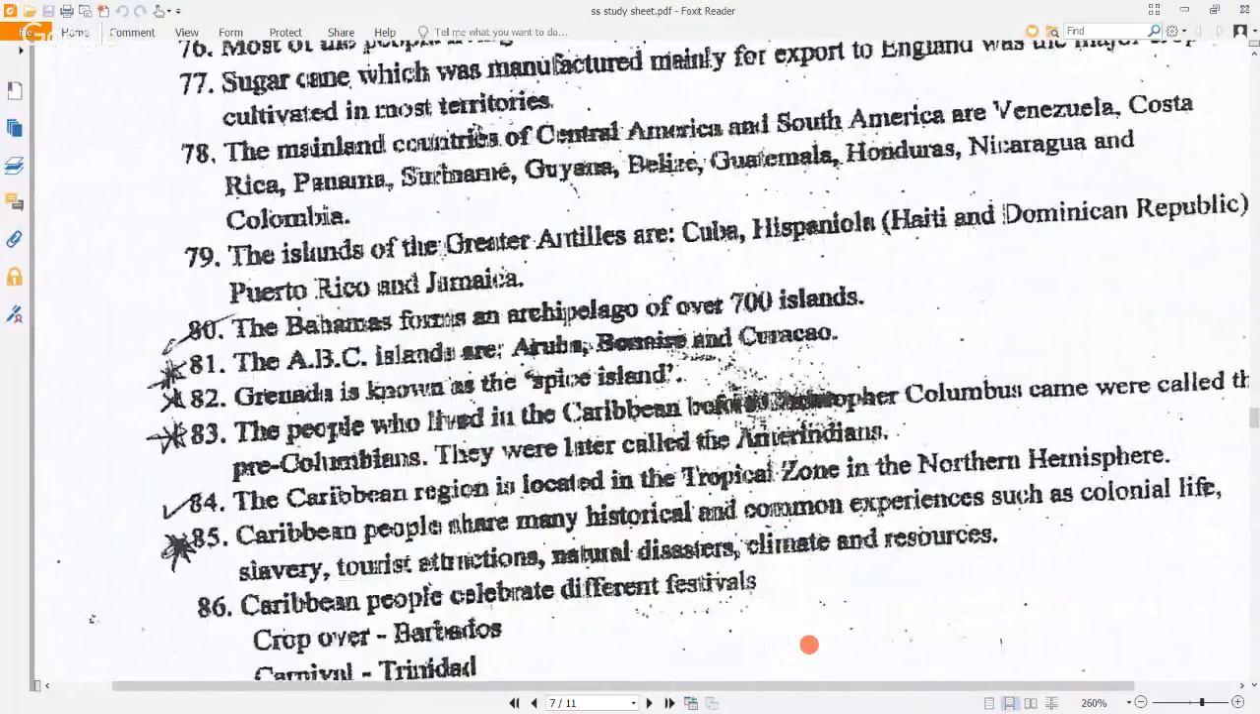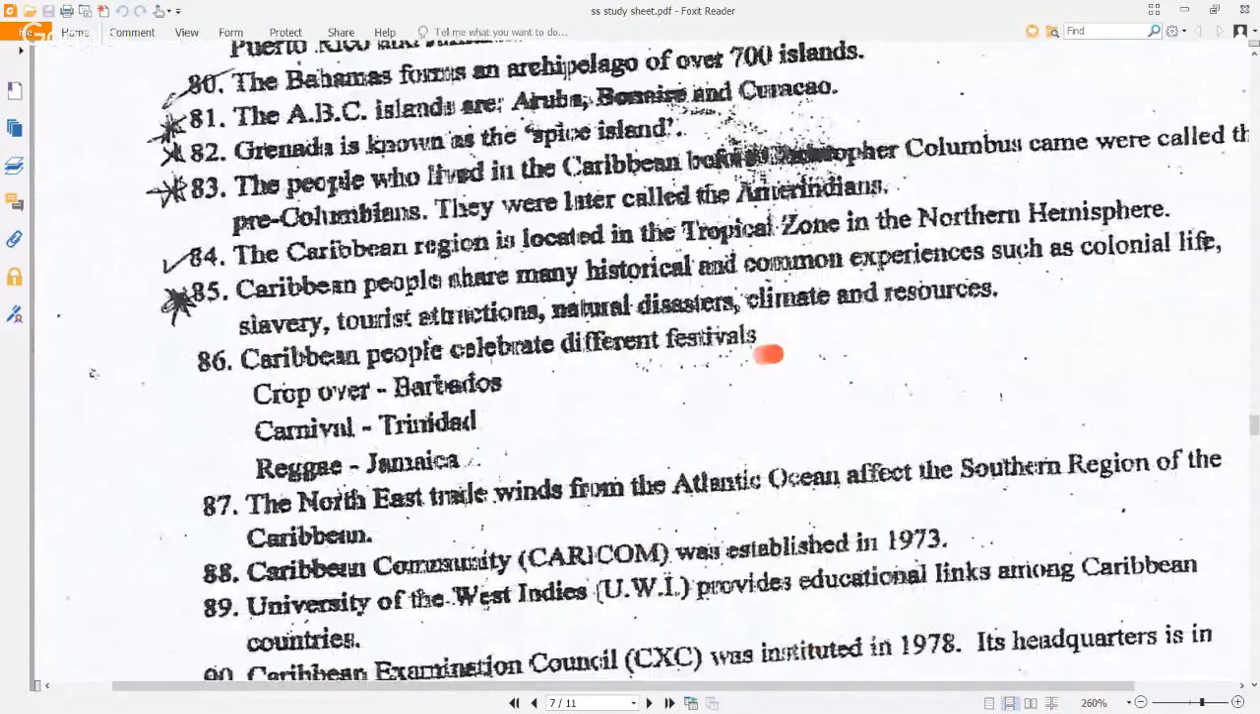Caribbean people celebrate different festivals: Crop Over in Barbados, Carnival in Trinidad, and we have some festivals in Jamaica. The northeast trade winds from the Atlantic affect the southern region of the Caribbean. Let us be reminded, the name of the wind is where it originated from, so the northeast trade wind will actually blow west.